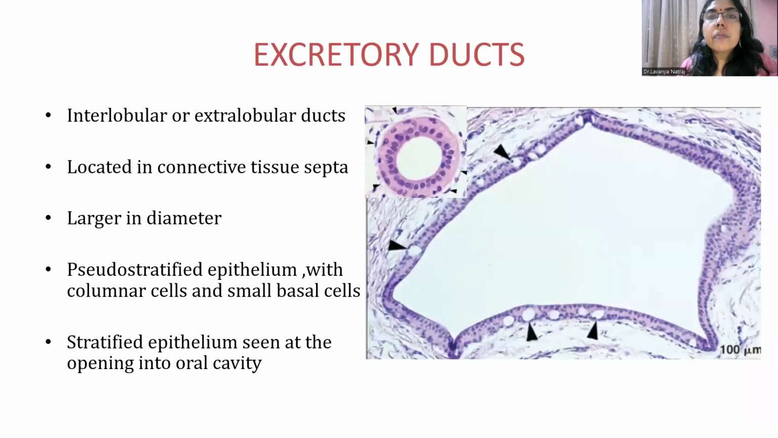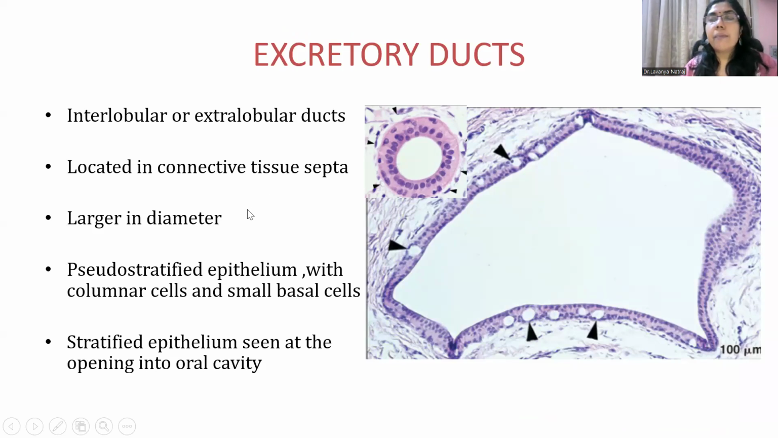Okay. Now, we move on to the bigger duct, the excretory duct. You can see how big the duct is. The bigger lumen is there. There are only three excretory ducts for the major salivary glands. So this is one of the excretory ducts. This is how you see it in an H&E section. The smaller inset is a closer view of this excretory duct, the cross section of the excretory duct. So these are in between the lobules, so they are called interlobular or extralobular ducts. They are located in the connective tissue septa.